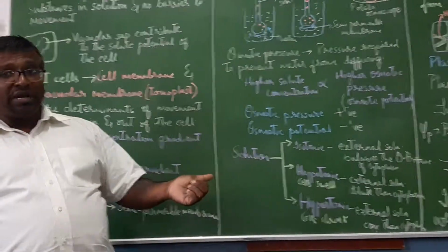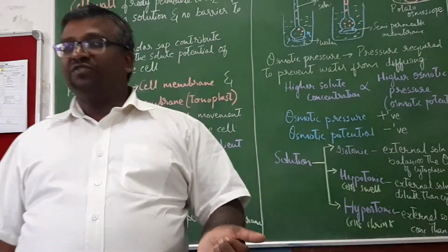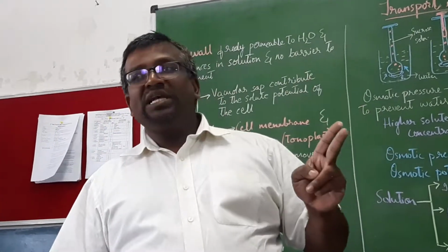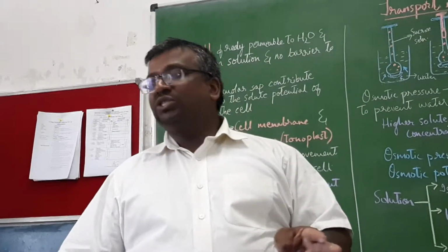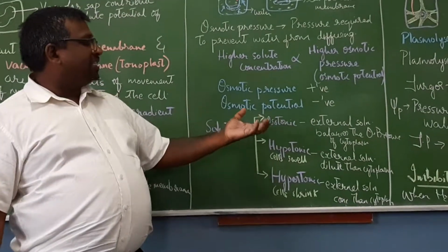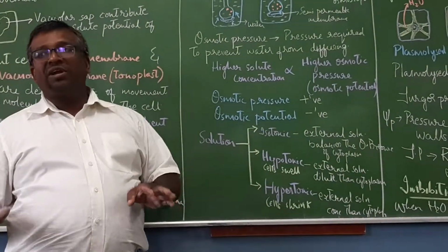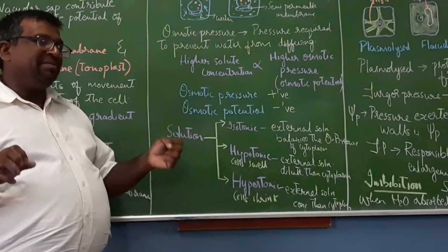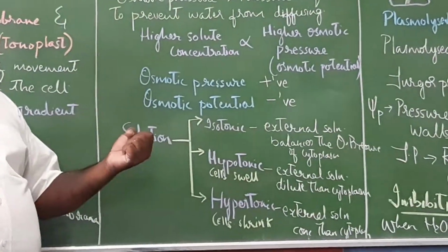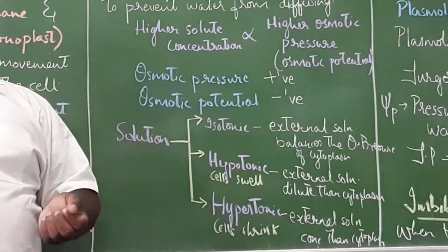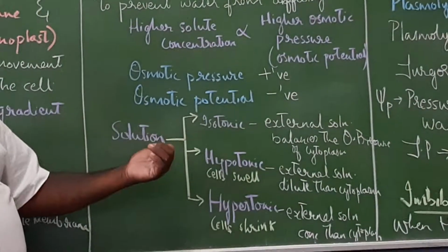Now, solutions I have already discussed in the first class itself. There are different types of solution: hypotonic solution, isotonic solution, hypertonic solution. See, now in the case of isotonic solution, they have an external solution which balances the pressure of the cytoplasm. That is, the external solution has the same concentration as that of the cytoplasm. There are no changes there.